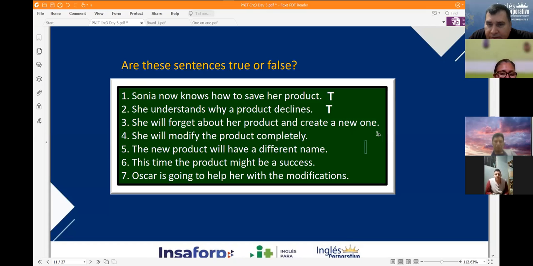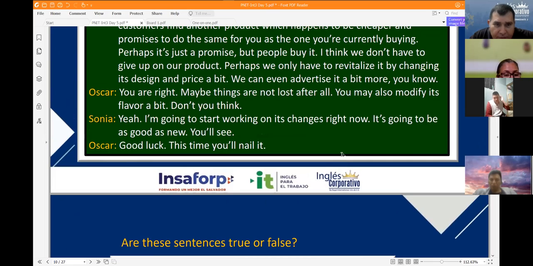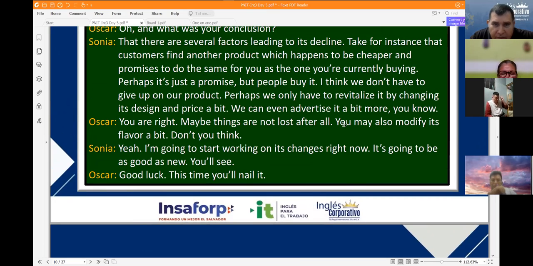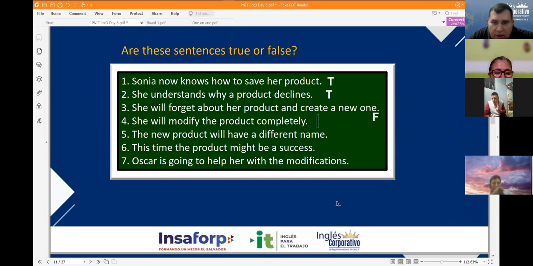She will forget about her product and create a new one. It's false. Going to improve the product. Okay. She will modify the product completely. It's false. Because it says it's going to be a bit, flavor a bit. Just a bit, right? You're right, maybe things are not lost. Modify the flavor only, and a few changes. So in this case, we will say false, not completely.